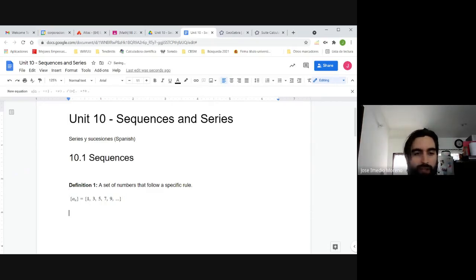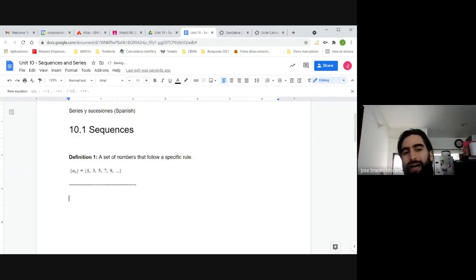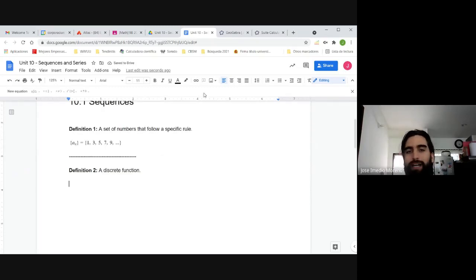But there is a second definition, which is maybe a little bit less intuitive, but I need you guys to understand it because it's also important to know. A sequence is a discrete function. What does that mean? What does that even mean? A discrete function. What's a discrete function? In order to understand this, I want to present you two situations. And we are going to compare them, and that will give us the answer. So, situation one.